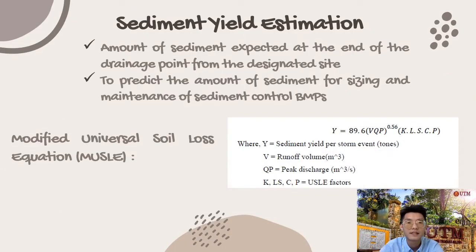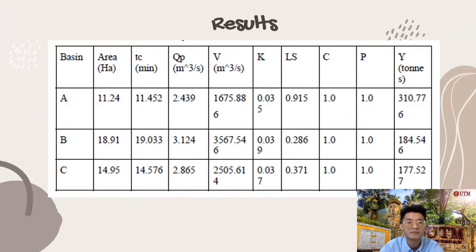For the sediment yield estimation, it is the amount of sediment expected at the end of the drainage point from the designated site. It helps to predict the amount of sediment for sizing and maintenance of sediment control BMPs. The Modified Universal Soil Loss Equation as stated. Well, this is the result that we got.